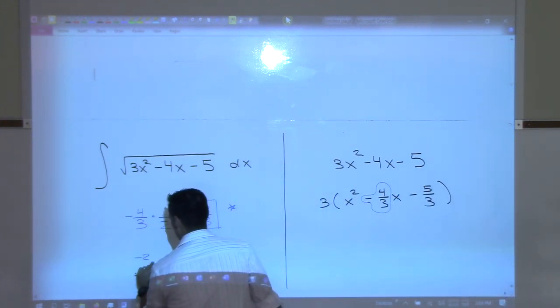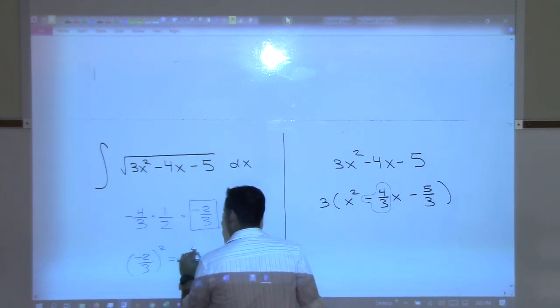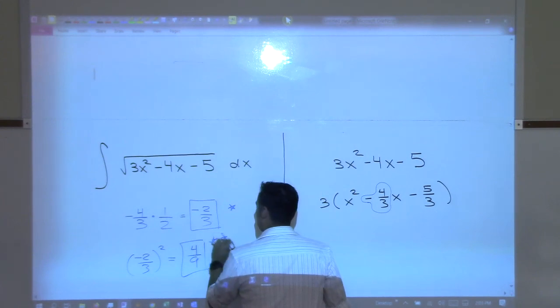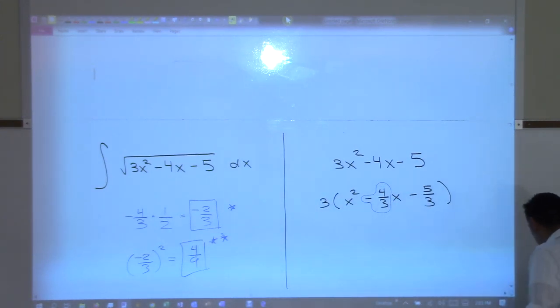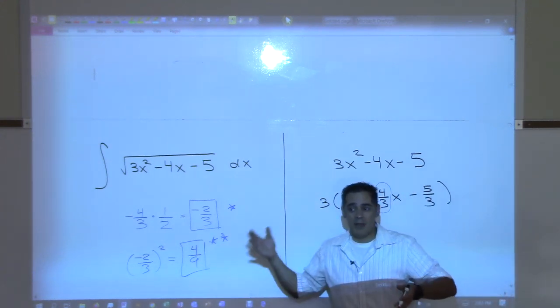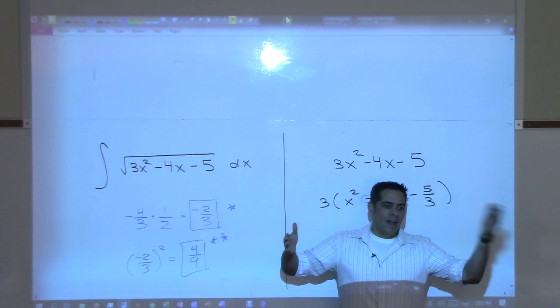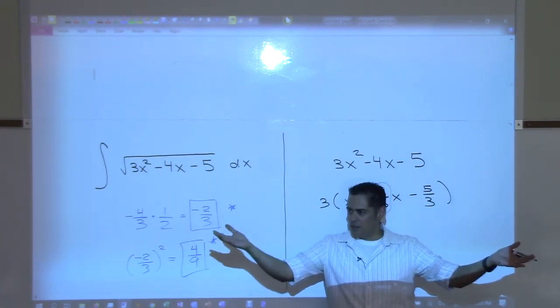Why? Because it works. Okay, square this, and when you square that, you get 4/9, and this is our second magic number. All right. Now this is where, again, most students are taught, what do you do with this number after you square? You add it on both sides of the equation. Again, no equation.